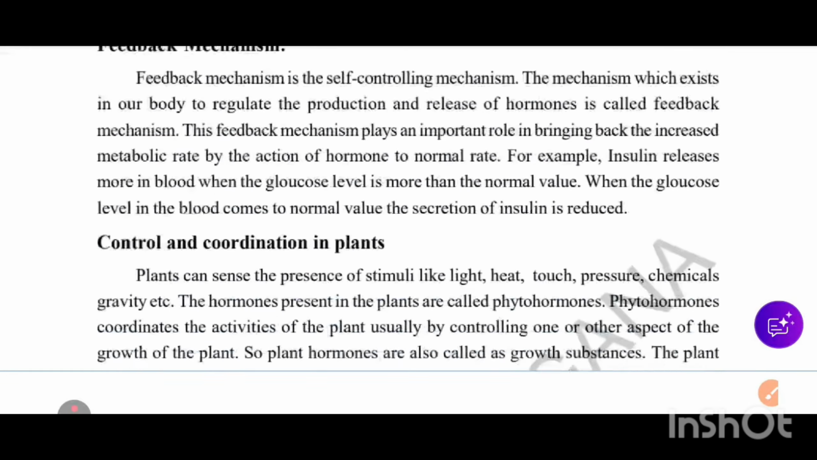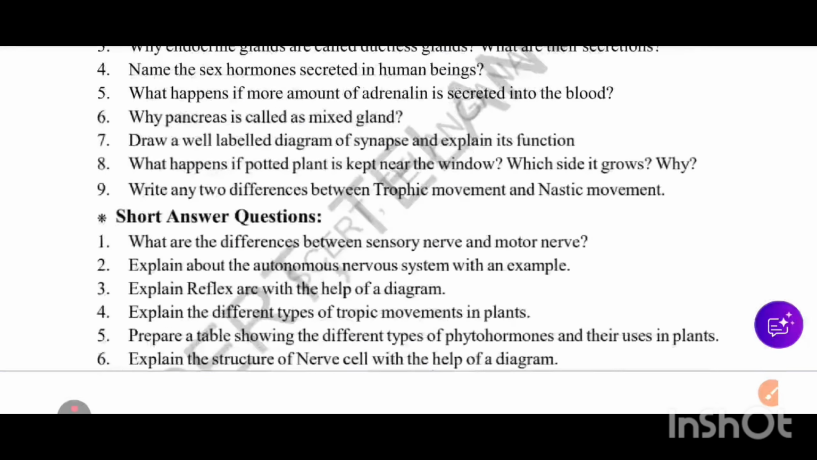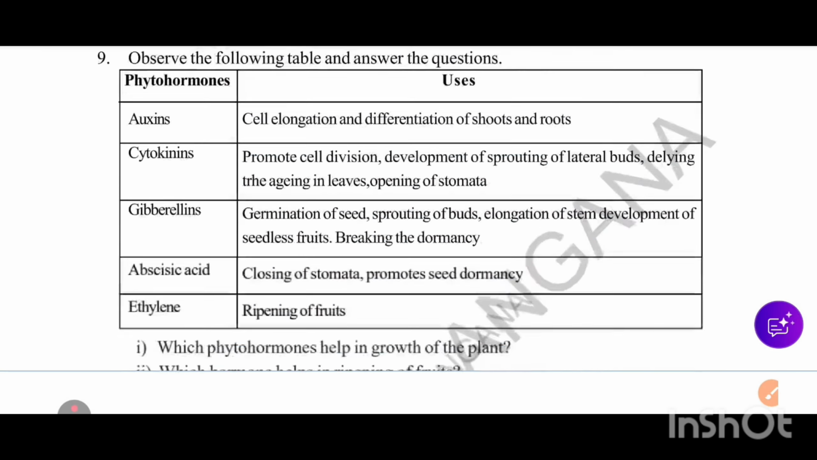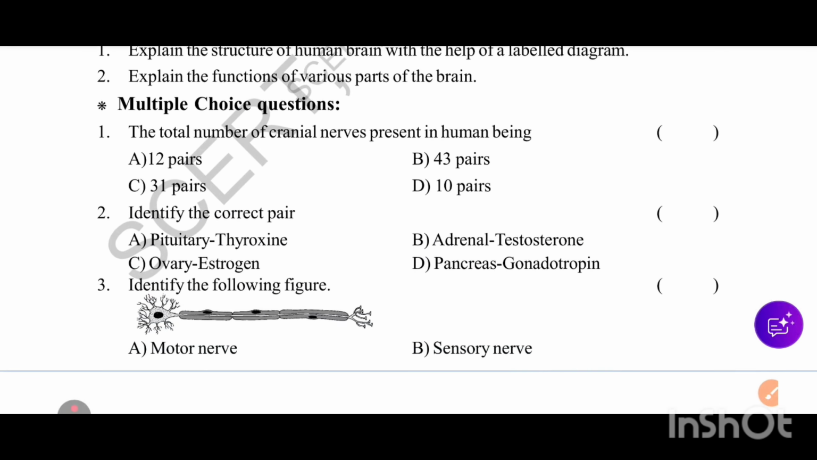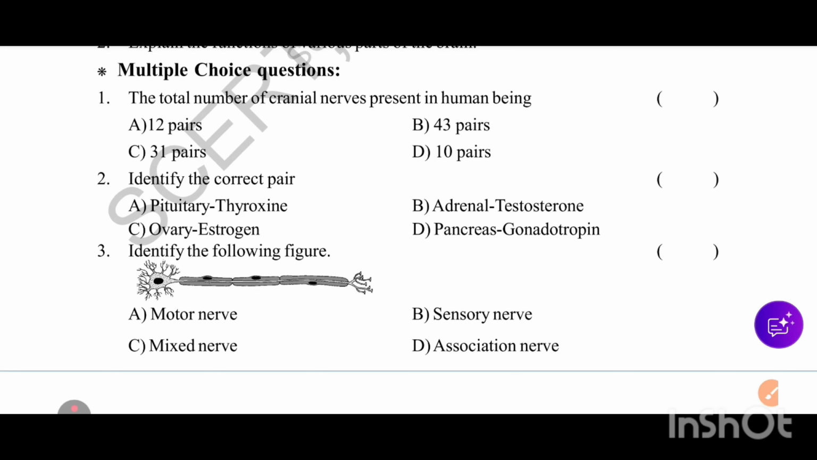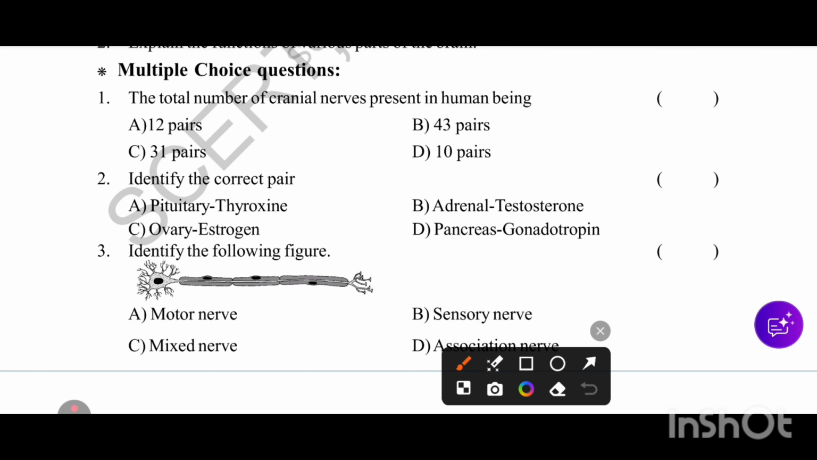Now the fifth chapter, we are going to discuss the bit part of the fifth chapter. The first multiple choice is the total number of cranial nerves present in human beings. Cranial nerves are 12 pairs, spinal nerves are 31 pairs, and 43 pairs are peripheral nerves. Is it clear?